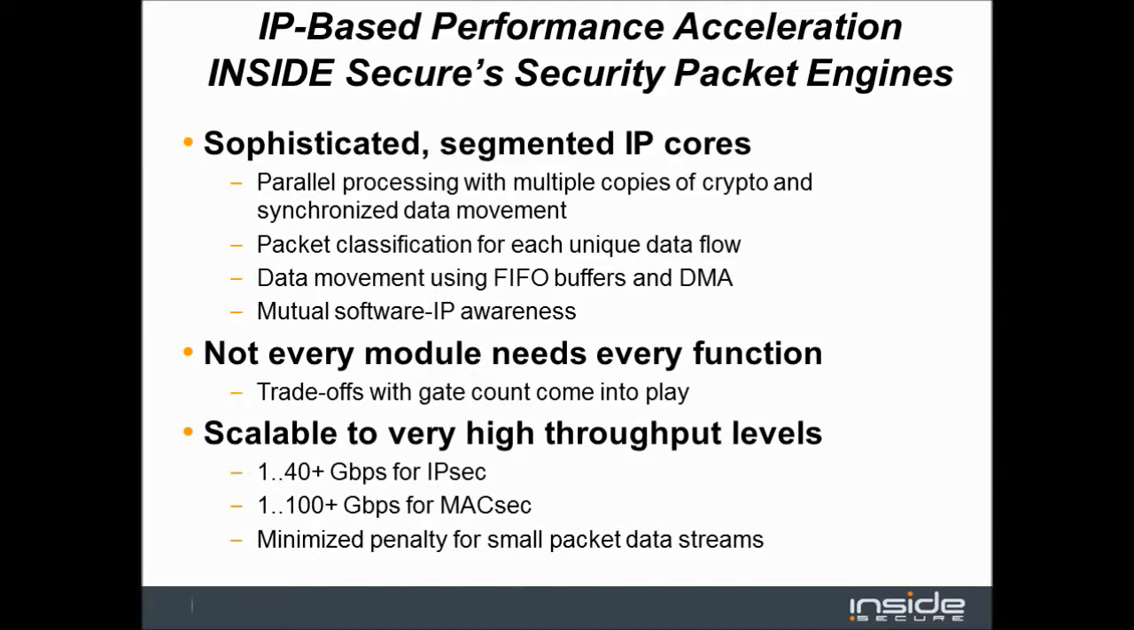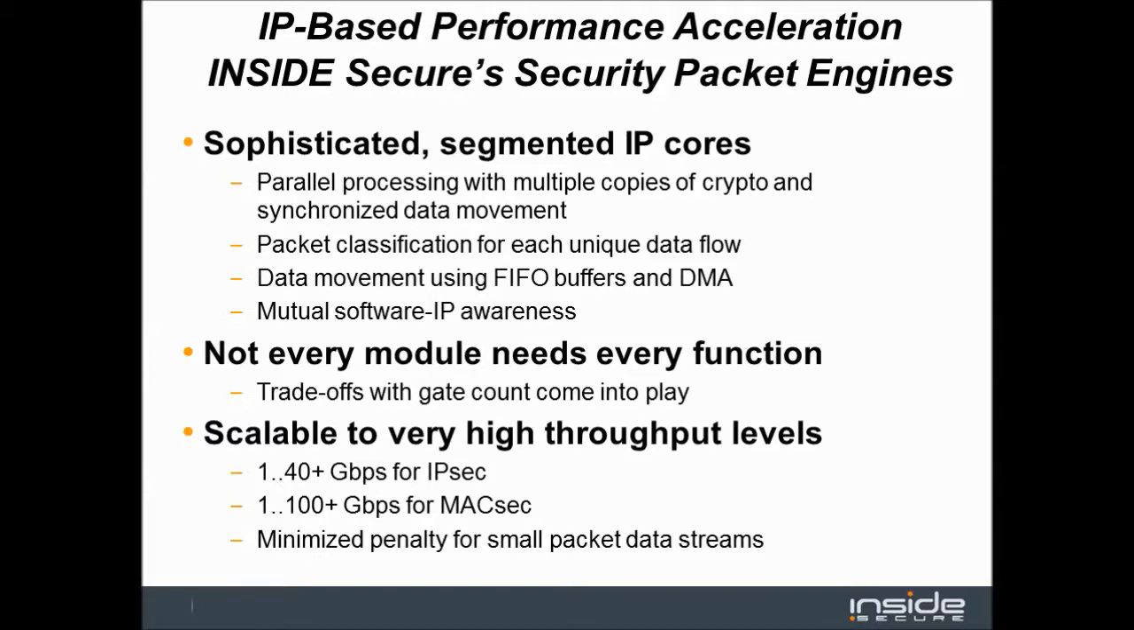And since not every module needs every function, it's not that we have one big piece of IP and you're stuck with a couple of million gates adding to your design. No, it's really, what do you need? How much performance do you need? How much CPU resource do you want to save? And that determines the gate count. And that could start already from sub-100K gates up to like 7 to 10 million gates for the full-fledged 100 gig security core.